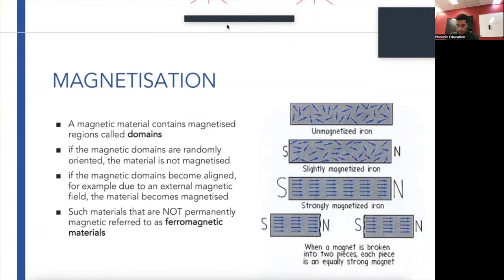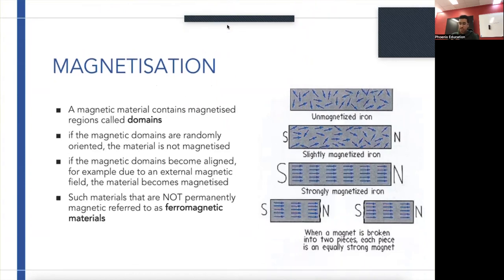Okay, magnetization. How something becomes magnetized is if you have a ferromagnetic material, so something that isn't permanently a magnet, a ferromagnetic material will have some magnetic domains. Magnetic domains being mini magnets.